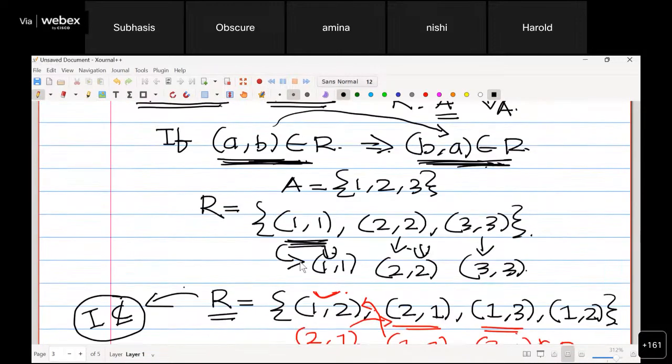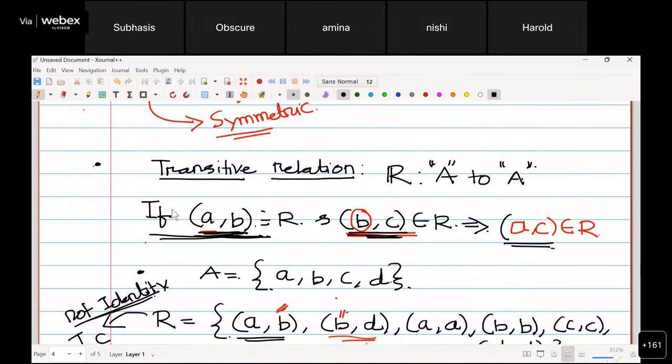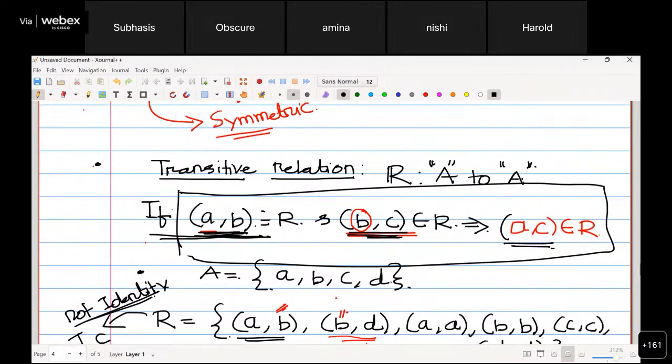I'm not saying anything like that for transitive relation. For transitive relation I'm saying that whatever the set is, I don't care. If it satisfies this condition, my set is a transitive relation. That's all.